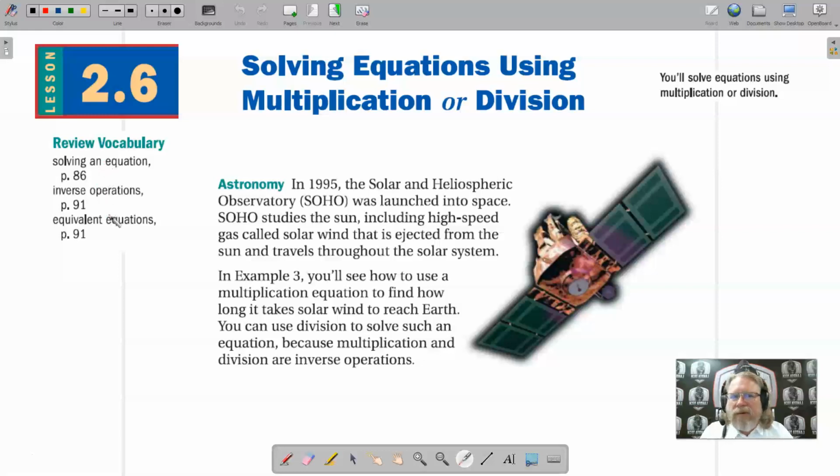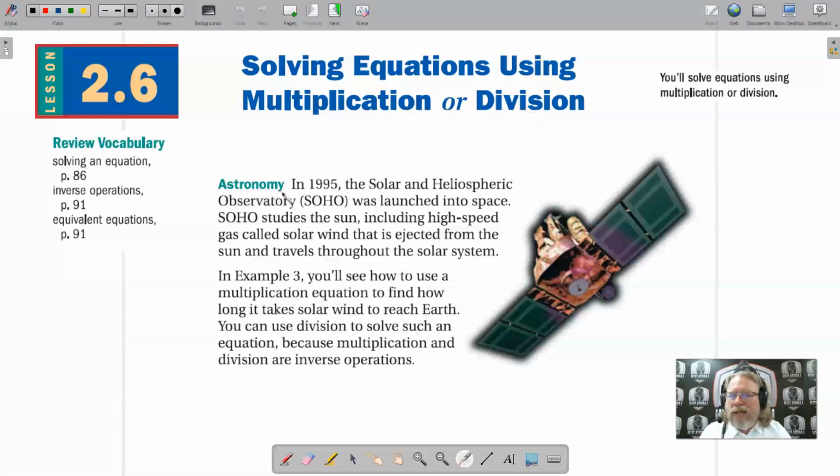These three vocabulary words we had in our previous lesson where we were solving equations using addition and subtraction, and now we're moving on and we're going to be solving some equations using multiplication or division.